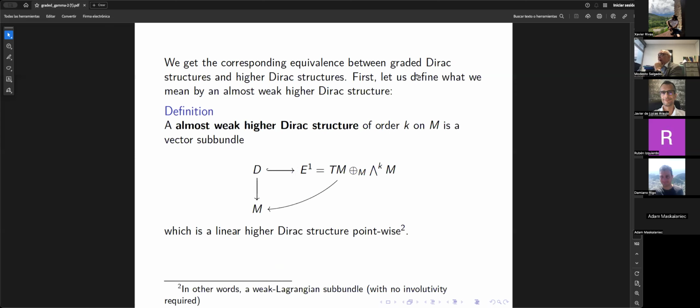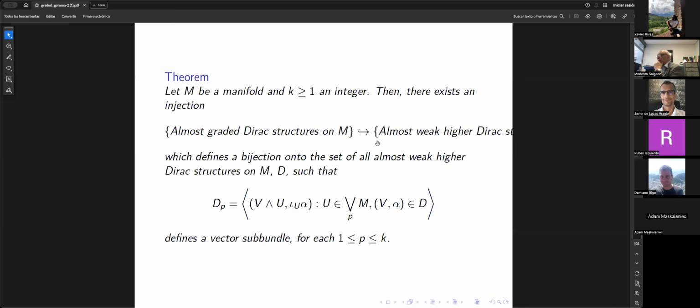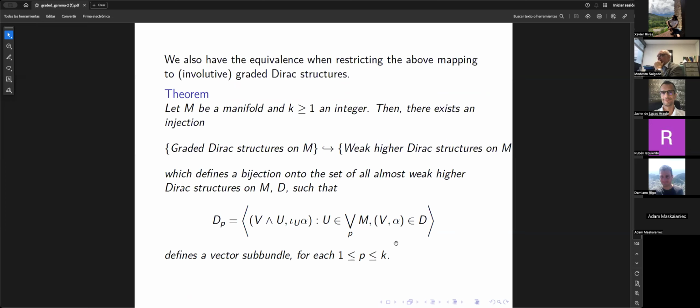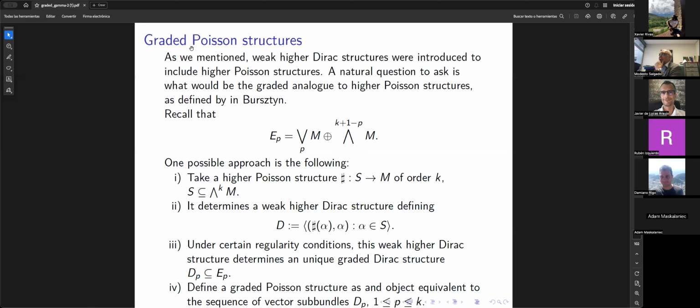Okay. And so we have this equivalence between graded structures and higher Dirac structures. So this is the definition. And again, we have this injection. I will skip this thing because it's very technical, and I prefer to go to the final thing. Well, these are just the definitions. We obtain the definition of graded Poisson structures, more or less the same, but not exactly the same thing. It's more general. Our definitions are more general than the previous definitions.